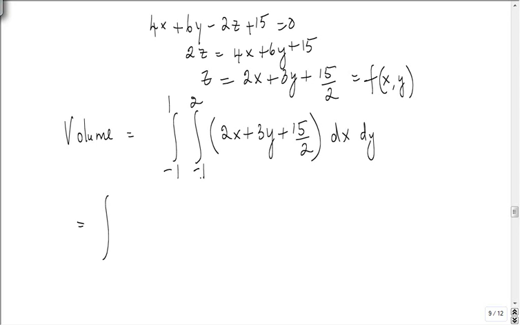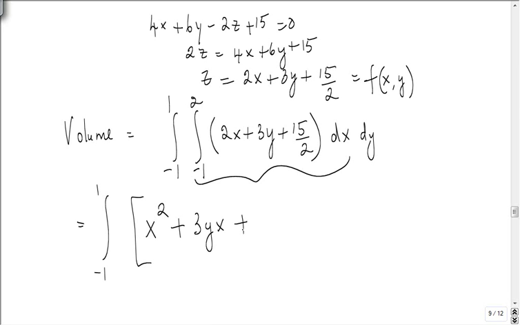So remember, we are first integrating with respect to x. Okay, I will stop putting these groupings because you will get used to it in a little while. Okay, let's do it. One person give me the integral of 2x with respect to x. x squared, good. Plus another person give me the integral of 3y with respect to x. 3yx. And finally, what's the integral of 15 over 2 with respect to x? 15 over 2 x. And then x goes from negative 1 to x equals 2, dy.